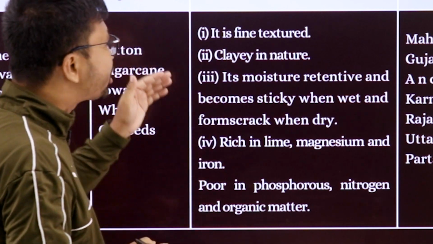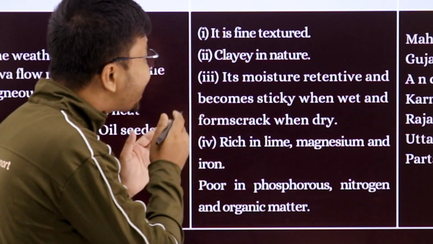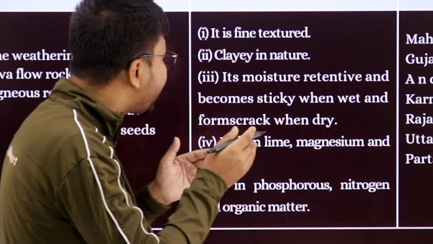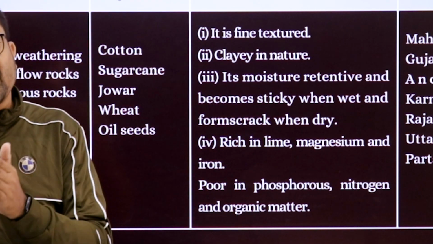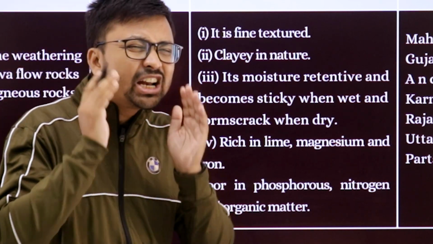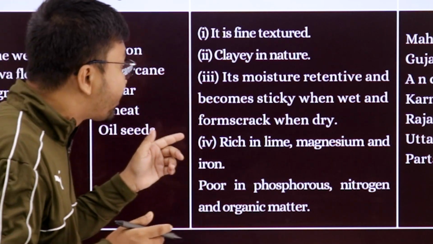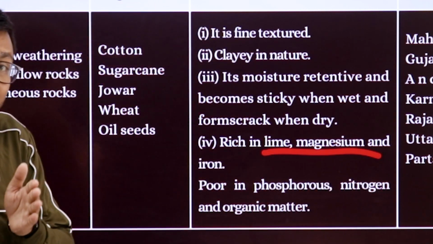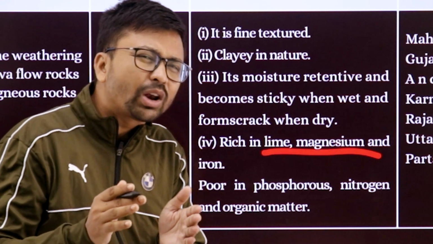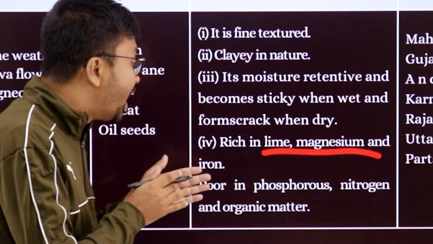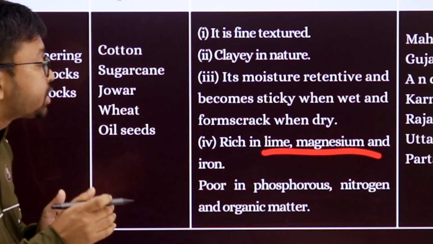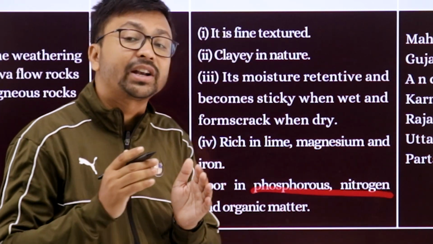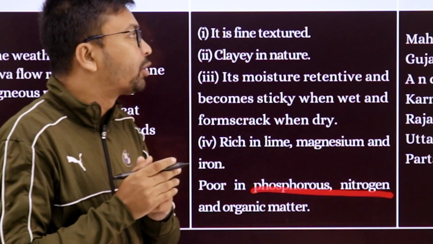Characteristics of black soil: first, it is fine in texture, clay in nature, moisture retentive, and becomes sticky when wet. At the same time, when it gets dry it is very difficult to break, it becomes very solid. It is rich in lime, magnesium and iron. Those particular minerals are maximum in the soil, and this soil is poor in phosphorus, nitrogen and organic matter, those are less in the particular soil.